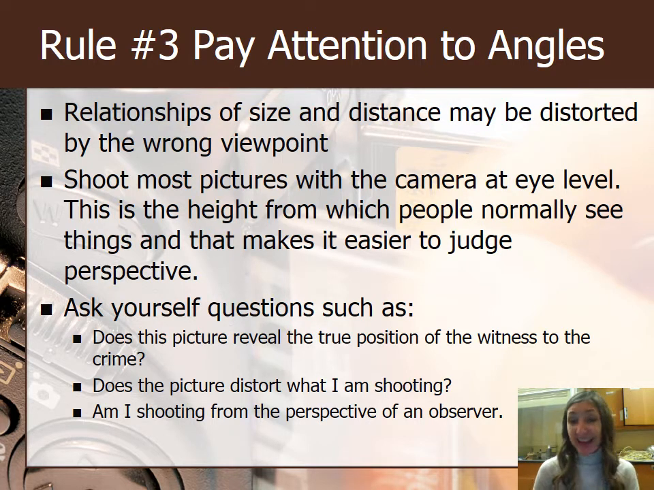So questions you need to ask yourself: does the picture reveal the true position of the witness to the crime? Does the picture distort when I'm shooting, and am I shooting from the perspective of an observer? If you're taking a close-up of a piece of evidence, it's important to take one head-on, so at a perpendicular angle, or from directly above. What you do not want to do is to shoot up or down at the object, because what this does is it really distorts the perspective and it makes the piece of evidence look a lot different than it would in real life.